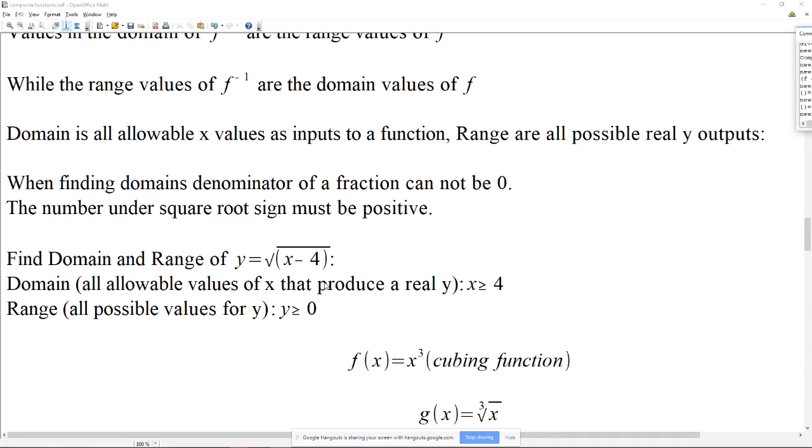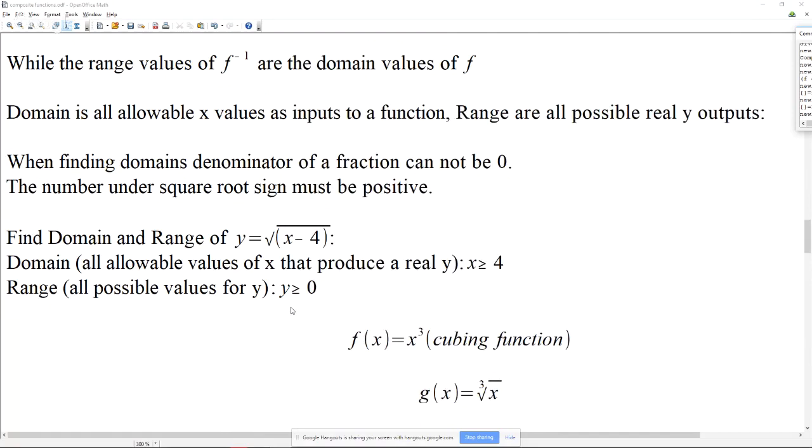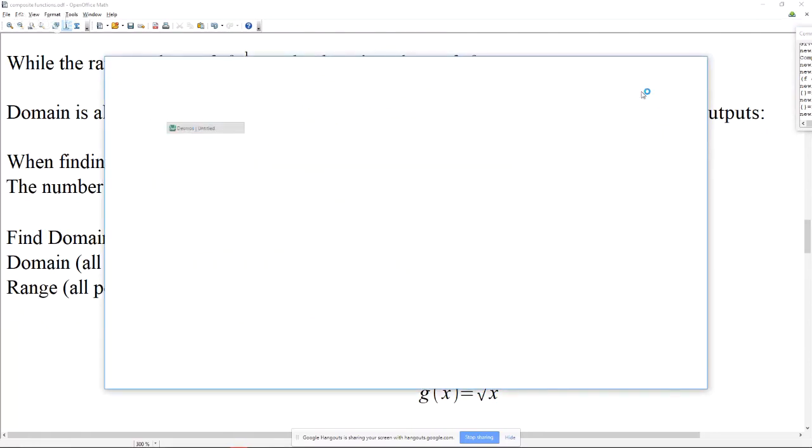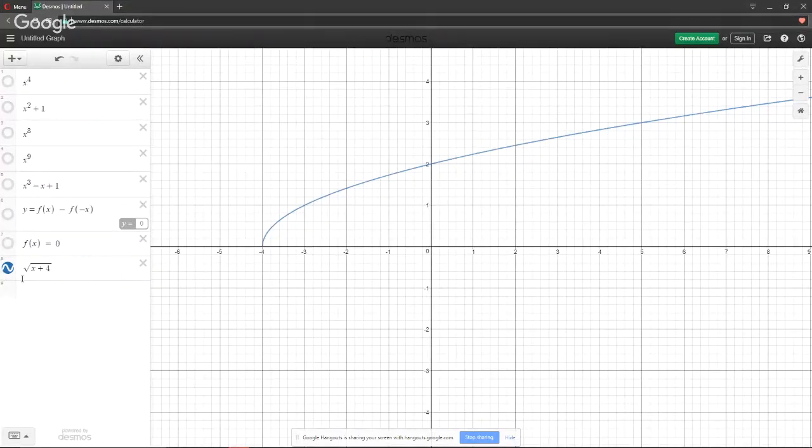Awesome. Okay, so range are all possible values for y. So if I actually show you what this looks like on a graph, okay, ba-boom. This is that square root of x plus 4. Now you notice it starts at negative 4, right? Which now remember, if you really think about it, the domain is pretty much your x-axis, right? Any number we can put in for the x-axis, and then if the domain is the x-axis, what do you think the range is?